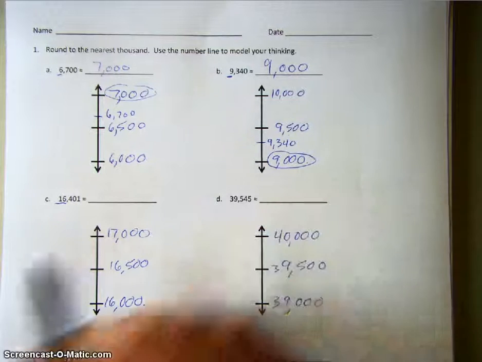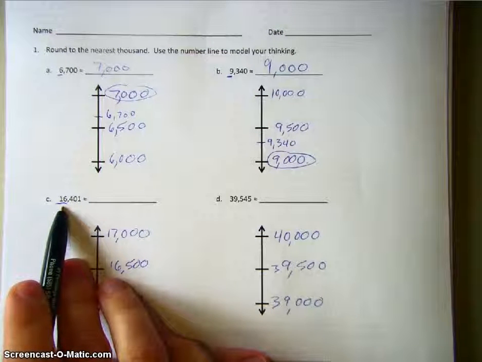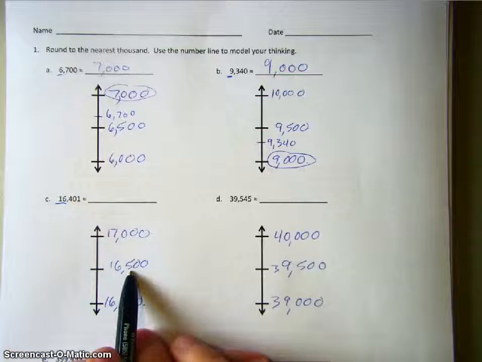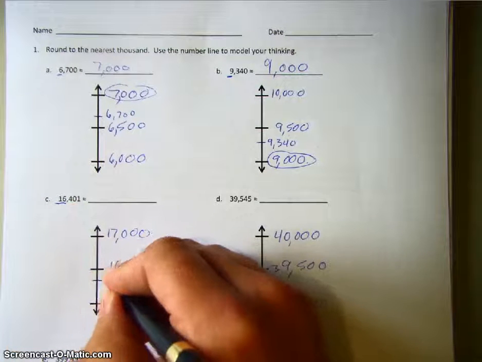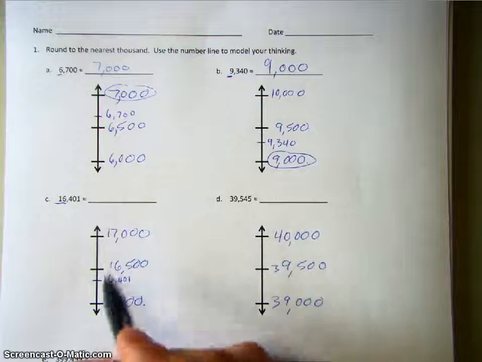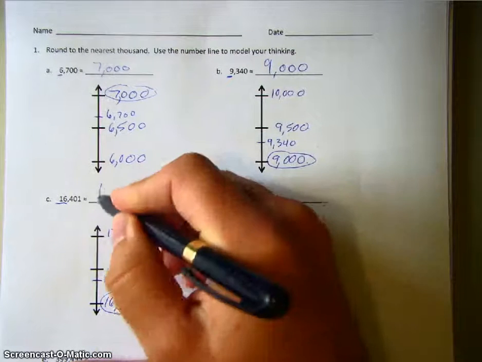Okay, so now still follow the same process though. Go one spot to the right, and we've got a hundreds place. We see that we have a 4. Now 4 is less than 5, so 16,401 goes here. And since we're below that midpoint, we know we need to round down to 16,000.